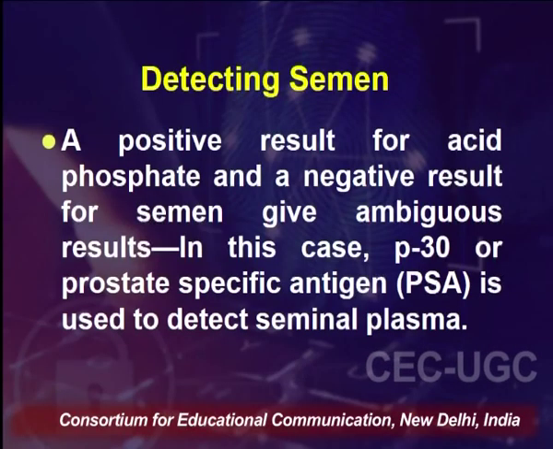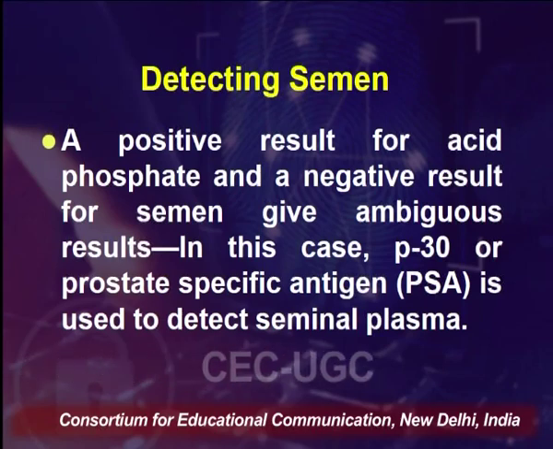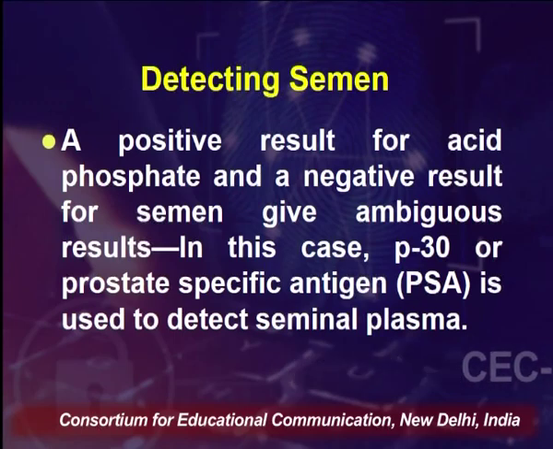But in certain cases, if the criminal is suffering from a condition called azoospermia or oligospermia, it gets difficult to detect sperm in the microscopic examination. A positive result for acid phosphatase and a negative result for sperm give us ambiguous results. So, in such cases, there are prostate specific antigen tests which can be used to detect seminal plasma. If we have found a white colored substance at the crime scene and we have to confirm whether it is semen or not, then we go for the P30 prostate specific antigen. These antigens help us in confirming that the particular substance found at the crime scene is semen.